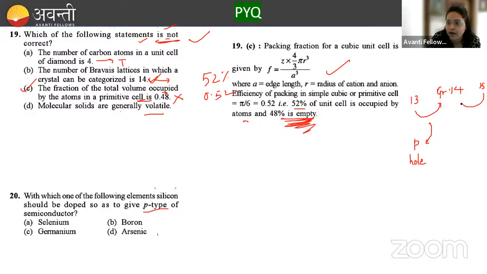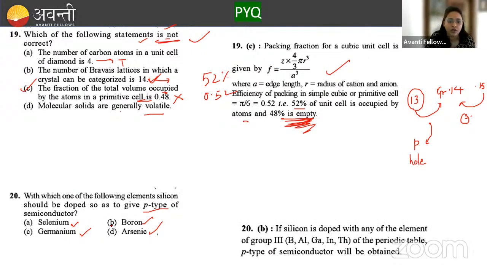और अगर 15 का हम लोग ऐड करते हैं तो वहां पे क्या क्रिएट होता है? एक निगेटिव साइड क्रिएट होती है एक्स्ट्रा इलेक्ट्रॉन होने के कारण। तो यहाँ पे हम लोगों को 13 ग्रुप का एलिमेंट ऐड करना पड़ेगा। 13 ग्रुप का एलिमेंट कौन सा है इसमें से? सेलेनियम, जर्मेनियम, बोरॉन एंड आर्सेनिक। वेरी गुड। सो हियर आंसर विल बी व्हाट? बोरॉन। सो silicon should be doped with an element of group 13, that is boron, aluminum, gallium, indium or thallium of the periodic table. P type of semiconductor will be obtained.